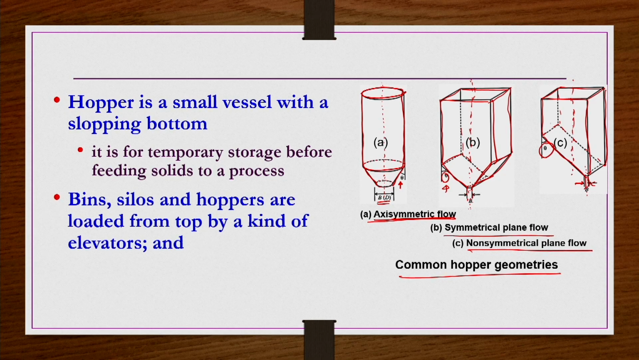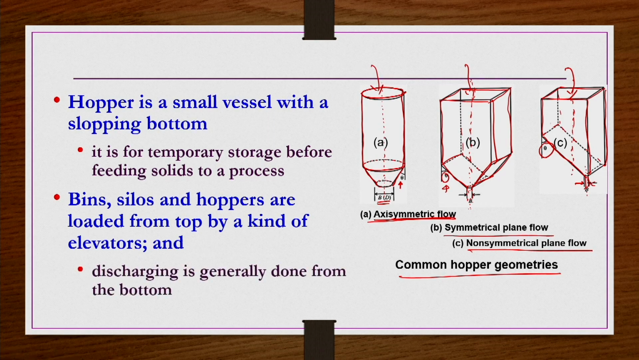Bins, silos and hoppers are loaded from the top by elevators. With the elevators, you can pour the material from the top and store it for as long as you want, and then it can be discharged from the bottom. Discharging is generally done through the bottom only for these bins, silos and hoppers.